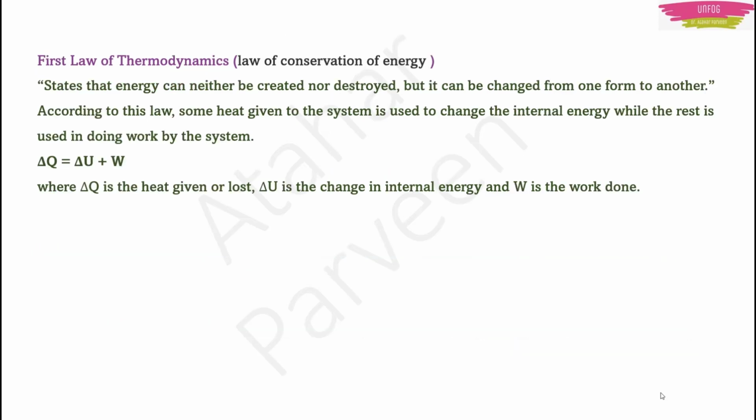First law of thermodynamics, as I told you, it is law of conservation of energy, and it states that energy can neither be created nor be destroyed, but it can be changed from one form to another. According to this law, some heat given to the system is used to change the internal energy, while the rest of the energy is used in doing work by the system. Here delta Q is the heat given or lost by the body, delta U is the change in internal energy, and W is the work done. Okay, this is very important law. Delta Q is equal to delta U plus W. That's why I am talking about this two times. This is a very important thing. You have to note it down.